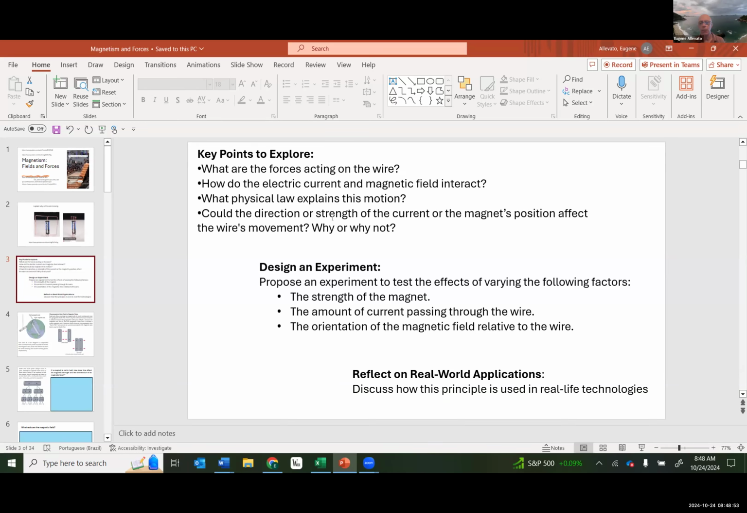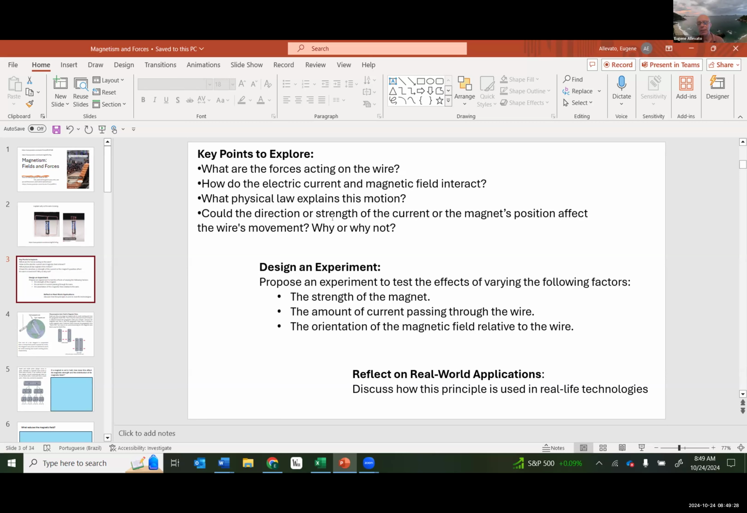So what kind of physical laws explains this motion? And could the direction or strength of the current or the magnet position affect the wire movement? Why or why not? So here, it's kind of a question. If I increase the strength of the magnet, and you saw that the magnet was composed of different pieces, right? You put several pieces together.